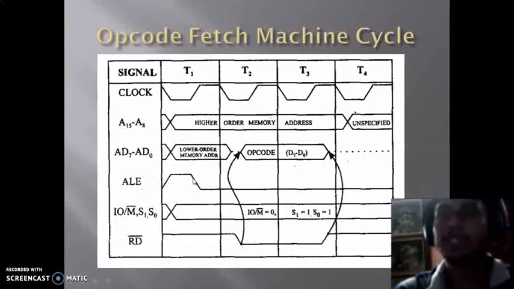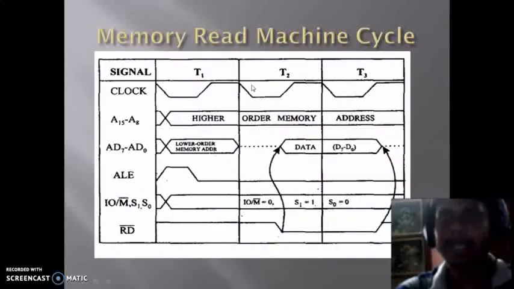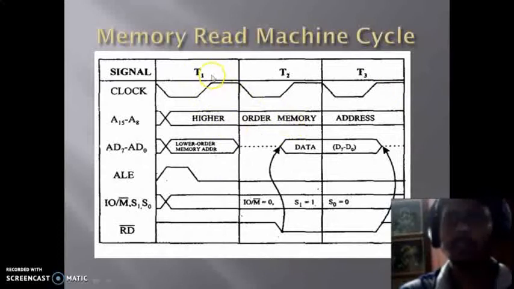So this is the opcode fetch operation of any instruction. First, in any kind of instruction, we have to fetch the opcode. So we have to use this opcode fetch machine cycle. Next, the memory read machine cycle. To execute this machine cycle, we need 3 T states to read 8 bits of data. Means if you want to read 8 bits of data, then we need 3 T states. So T1, T2 and T3 are used here.